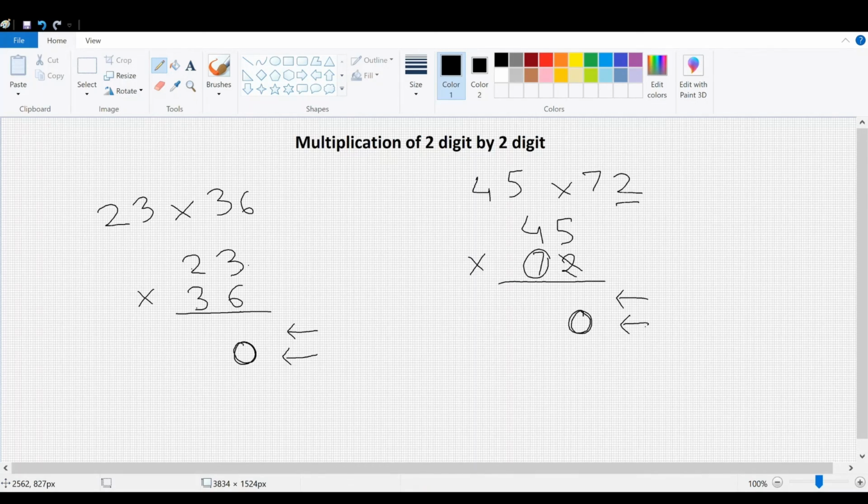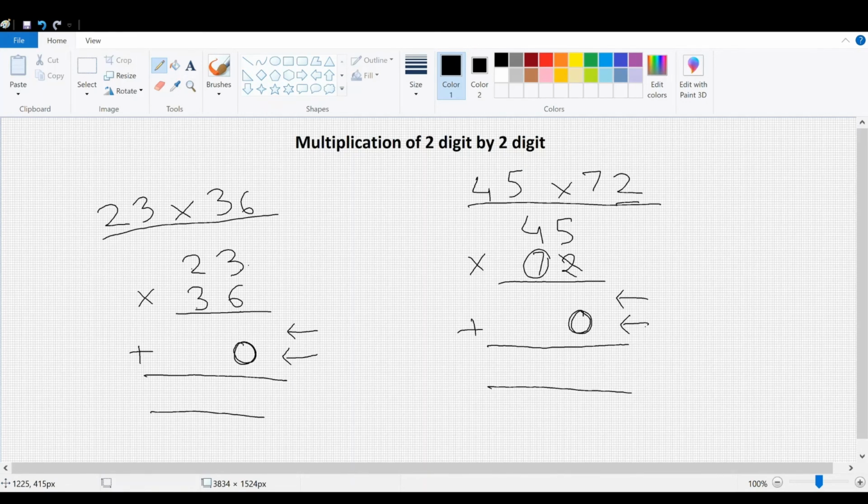And then once you're done with that, you will add both the numbers together just like the previous one. Thank you for listening.